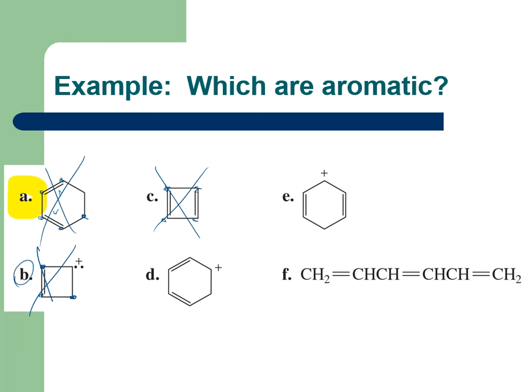Now let's take a look at D. All right, so D, is it a ring? Yes. Number 2, every atom must have a p orbital. So that one's got a p, and this one's got a p, and that one's got a p, and this one's got a p, and that one's got a p, but this one does not have a p. Because of that, that one's not aromatic either. Now let's take a look at E. All right, E, is it a ring? Ding, ding. Number 2, every atom must have a p orbital. So this one's got a p, and that one's got a p, and this one, there's no double bond. So because of that, that is not aromatic. And finally, F, number 1, is it a ring? No, so that rules that one out as aromatic as well.